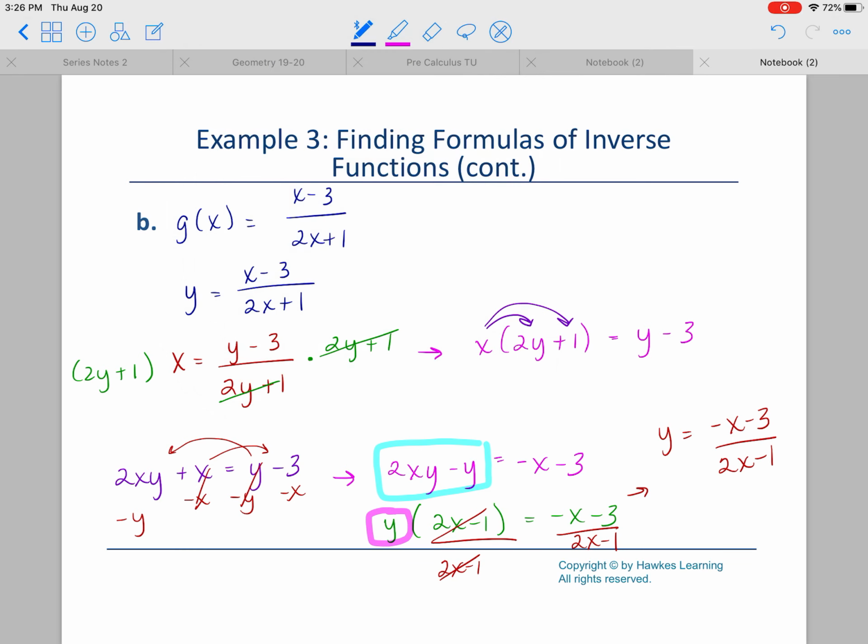It's all by itself, and I need to do one more thing. I need to show that this is the inverse function, and we are using g as our function. So it's going to be g negative 1 of x equals negative x minus 3 over 2x minus 1. There is my inverse function.